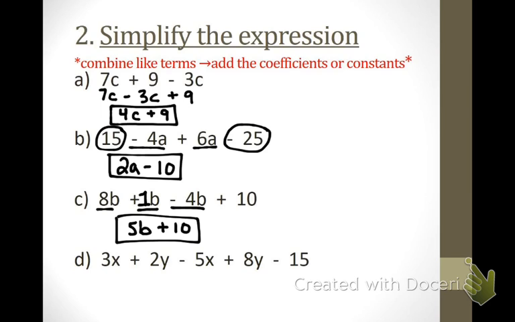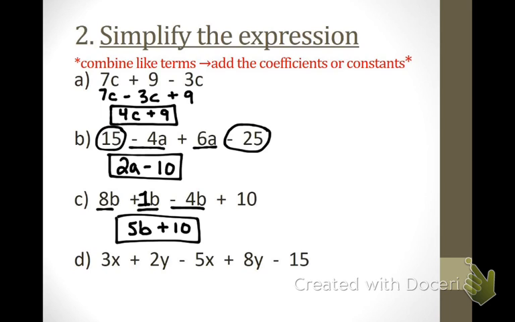Okay, the next one's a little bit trickier. This is what it says. 3x plus 2y minus 5x plus 8y minus 15. Can anyone tell me why this one is trickier than the other ones that we have done? What do you think? Because there's different variables. There's a lot more variables than there have been previously. So we're still going to go ahead and find like terms.